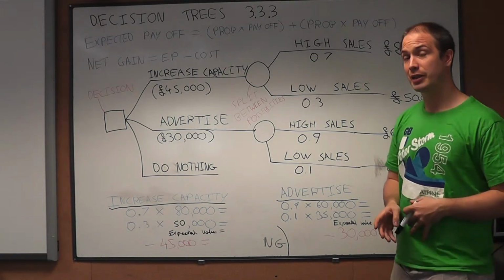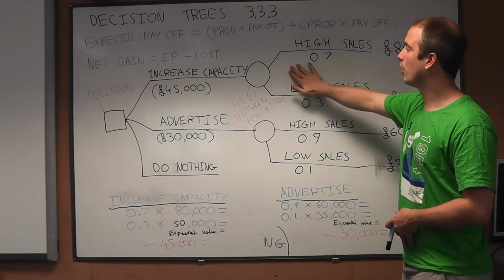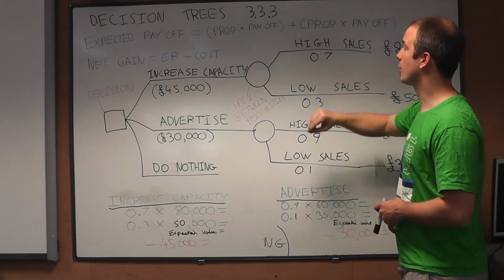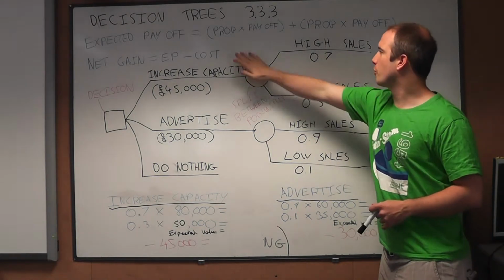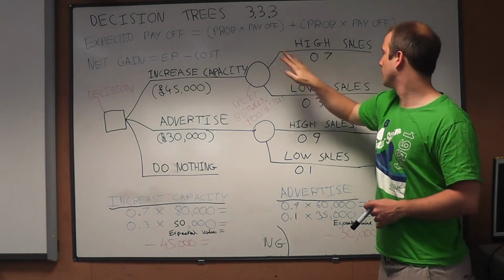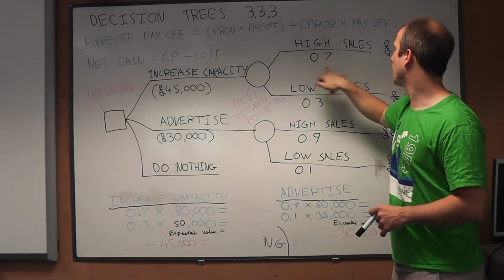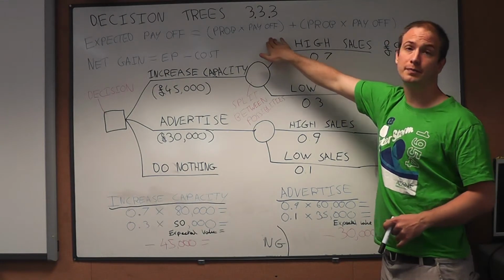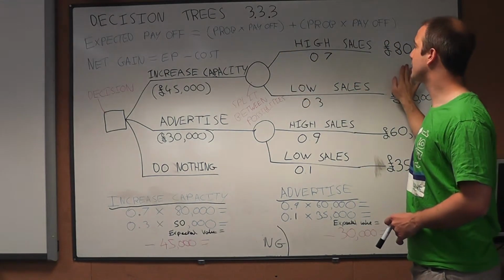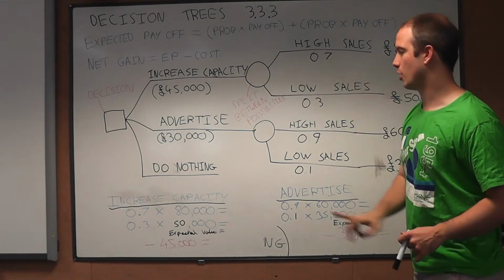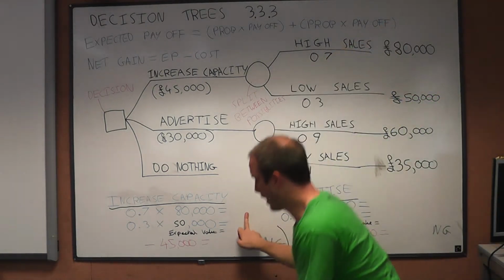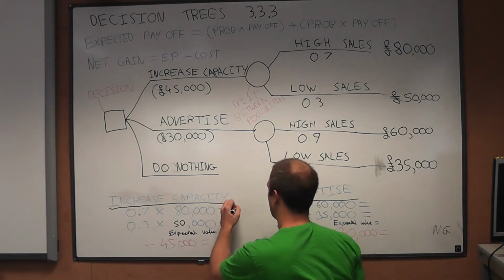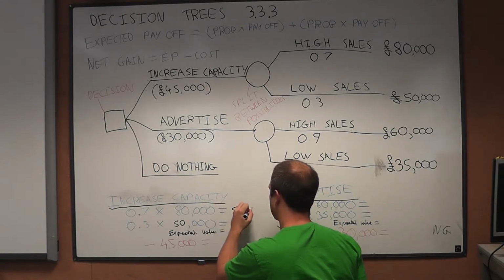So we need to calculate that for our increased capacity, and the way that we do that is using this equation here. We take the probability of high sales, so 0.7, and we multiply it by the payoff, which is the £80,000. So we'll start right here: 0.7 times £80,000 will give you £56,000.